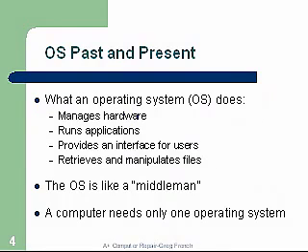OS past and present. What an operating system, or OS, does: it manages the hardware, runs applications, and provides an interface for the users. The users use the OS to manipulate or work the hardware. It retrieves and manipulates files. The OS is like a middleman. It resides between the user and the hardware. It takes instructions from the user and then implements those instructions on the hardware. The computer needs only one operating system.